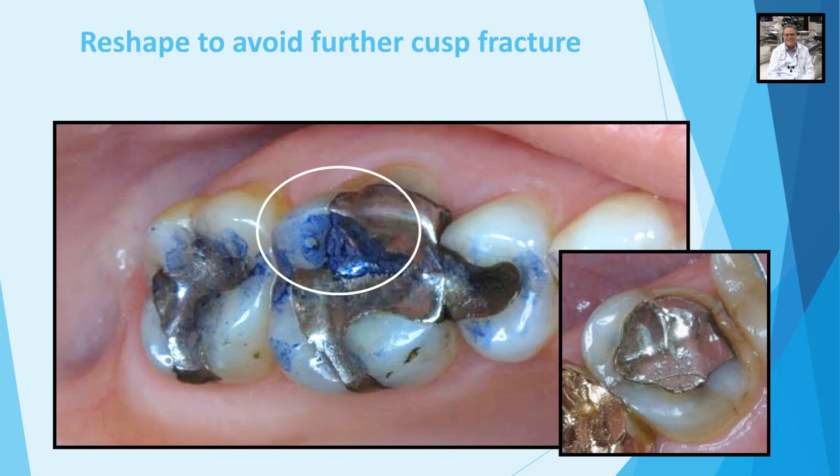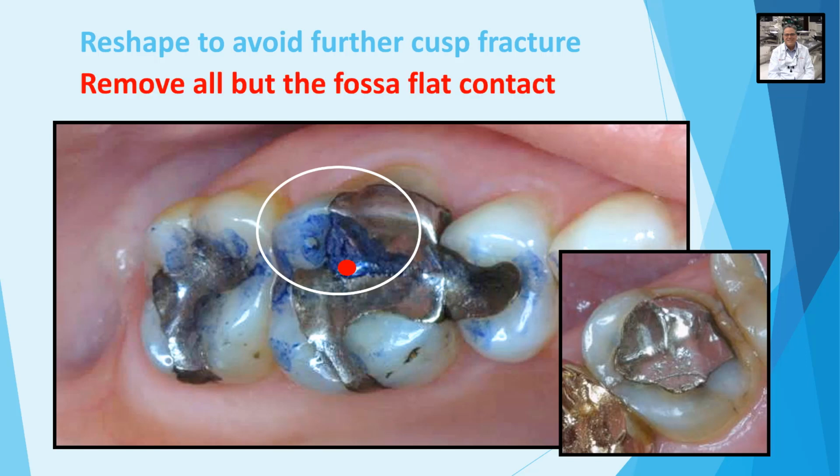Another example is this big, wide, giant contact, which is going to lead to a possible fracture like you see in the picture to the bottom right. Well, it's okay to take that and leave that center contact point and remove all those other areas to protect the tooth.